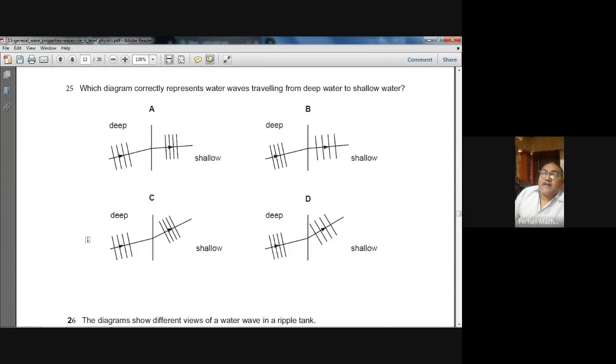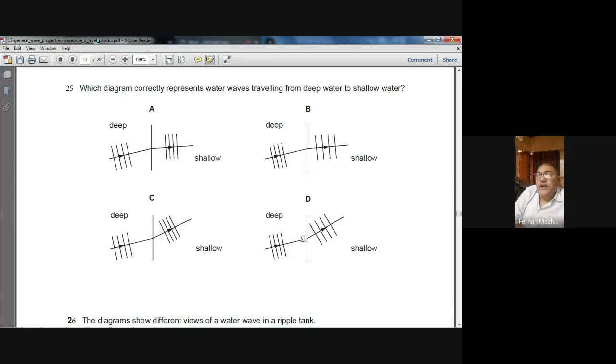Which diagram correctly represents water waves traveling from deep water to shallow water? When water waves move from deep water into shallow water, the wavelength should decrease. The wavefronts should come close to each other. So B and D are both wrong because the wavelength has increased and the wavefronts have moved away from each other. B and D cannot be the option.